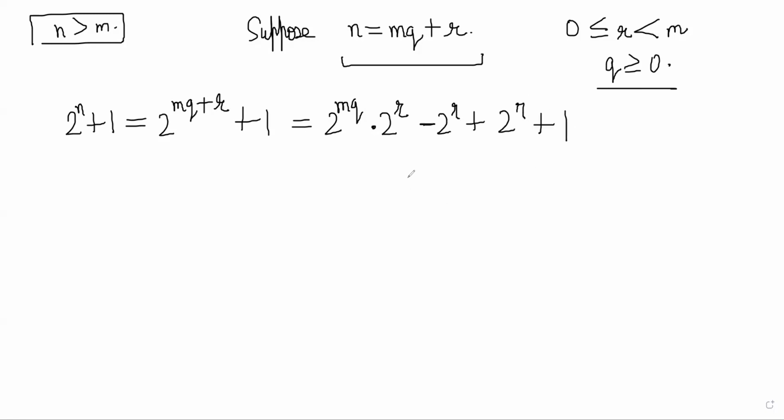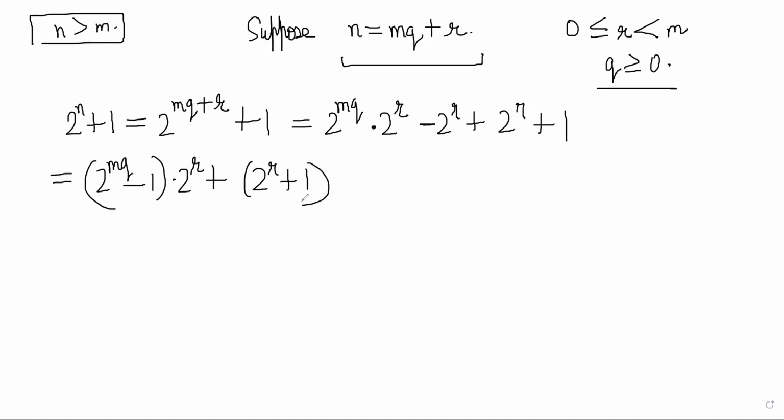I have added and subtracted a 2 power r so that I can factorize. So I will factorize it like this. It will be (2 power mq minus 1) times 2 power r plus (2 power r plus 1), right? Now we know that 2 power m minus 1 divides 2 power mq minus 1.